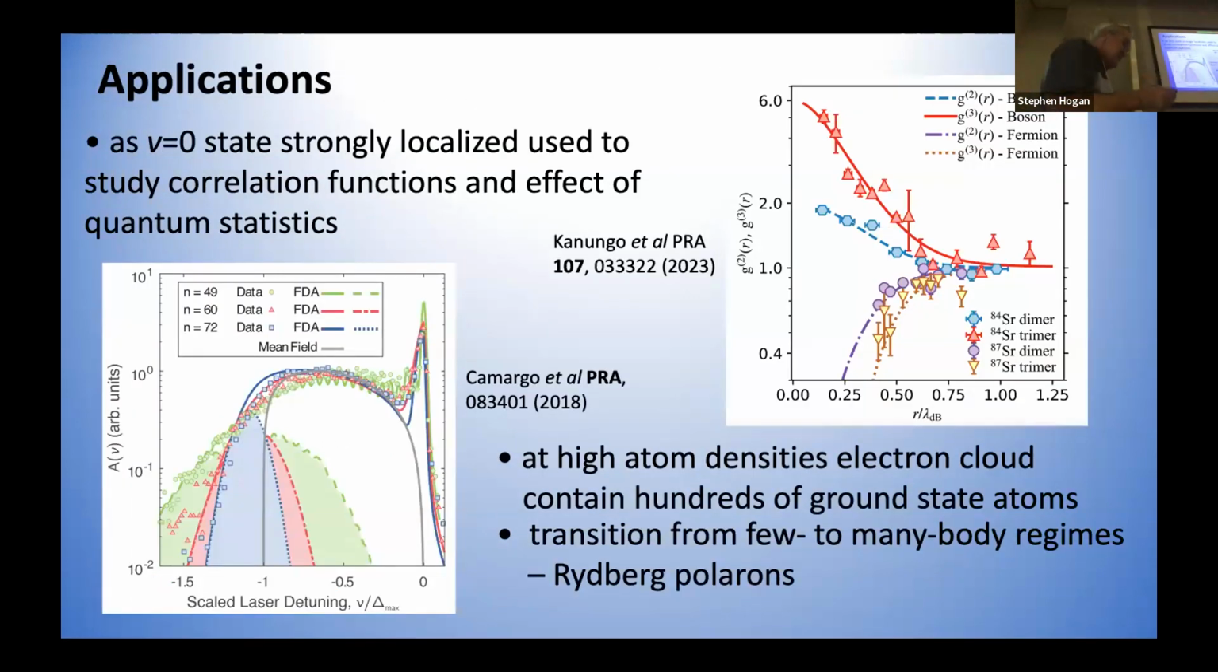So the first one is to remember that the V equals 0 vibrational state is strongly localized. So if one wants to produce such a state, you have to have two atoms initially at the required separation. Now, if I vary n, I vary that required separation because the atom size is changing. So by looking at dimer production as a function of n, you get information about the atomic correlations in the medium that you're looking in. So you can use that to study correlation effects and correlation functions. And if you get down to the right regime, you can see quantum statistics.